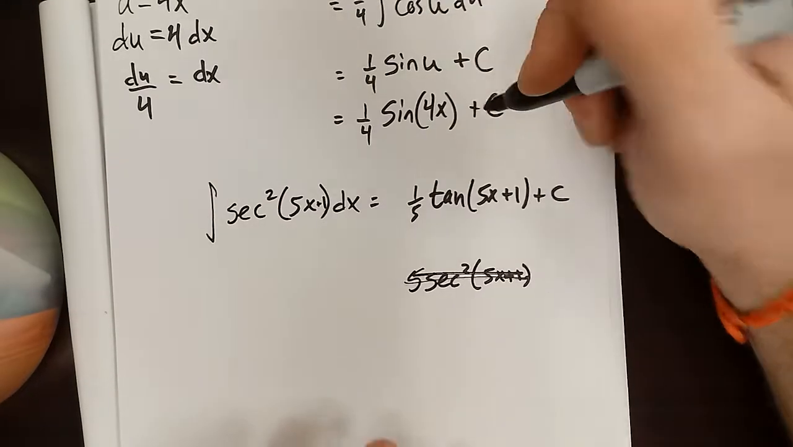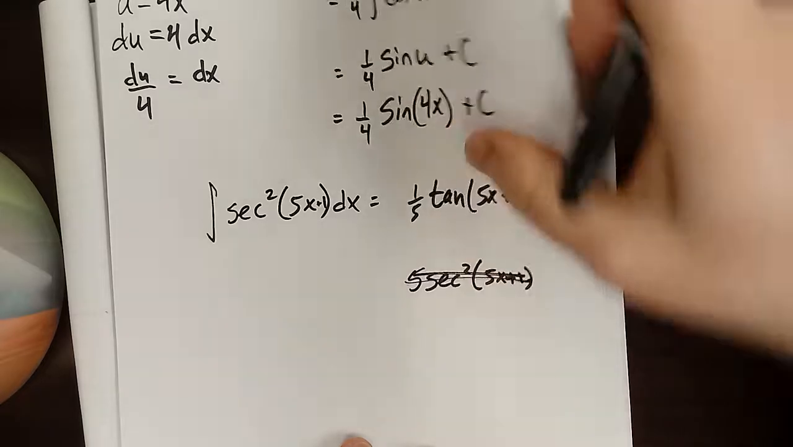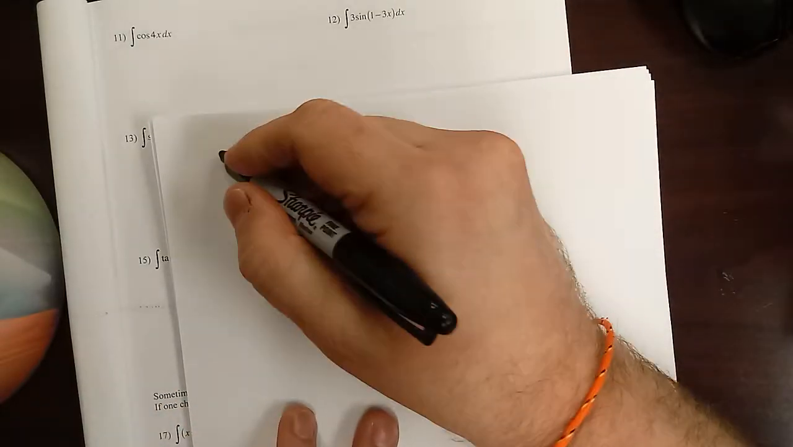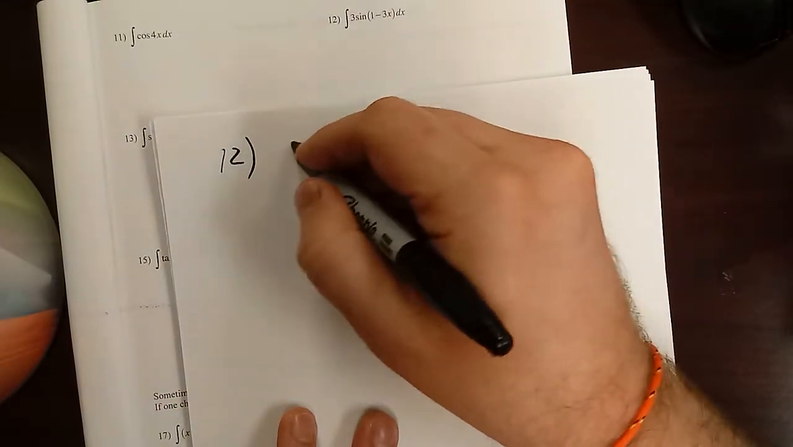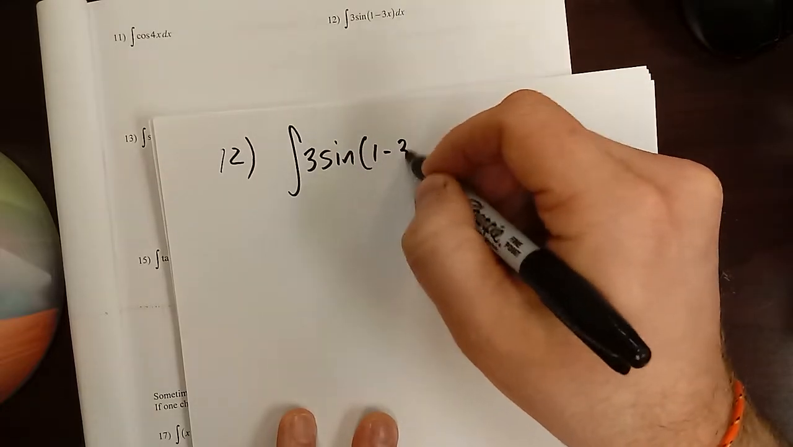So everybody thinks about these differently, but yeah, you can do these in your head, theoretically. All right, let's look at 12. So 12 says, take the integral of 3 sine of 1 minus 3x.